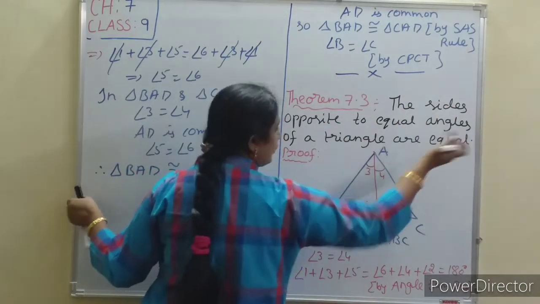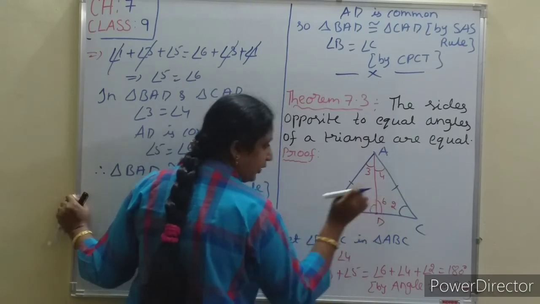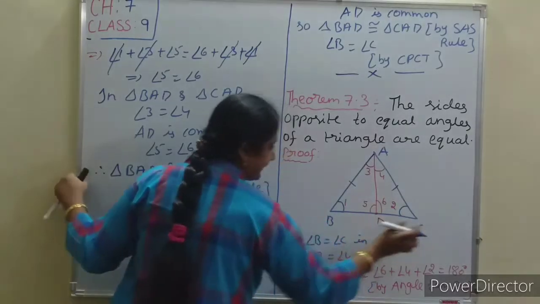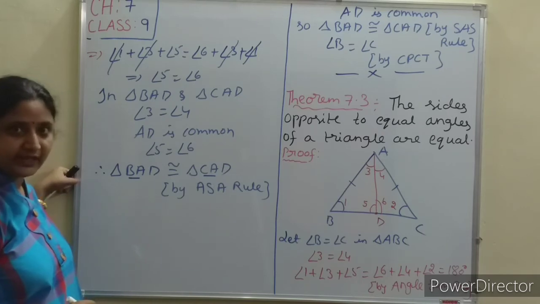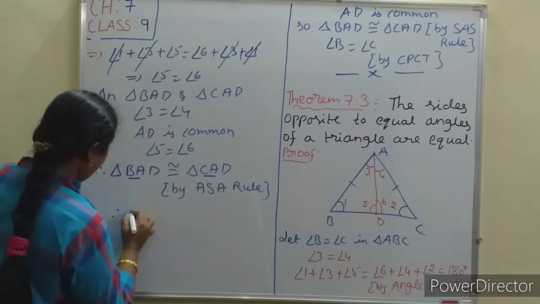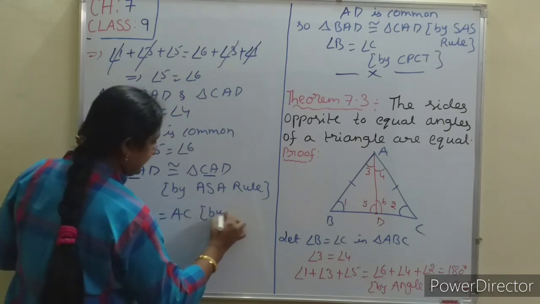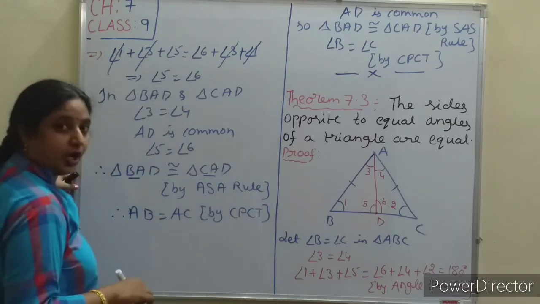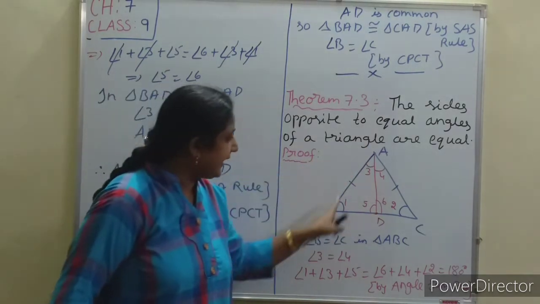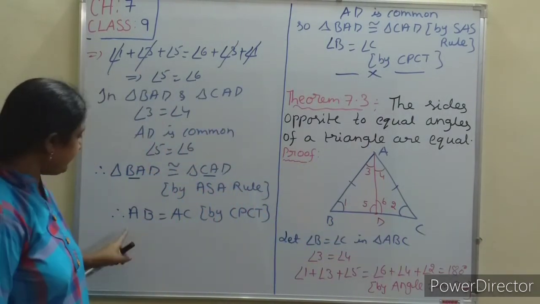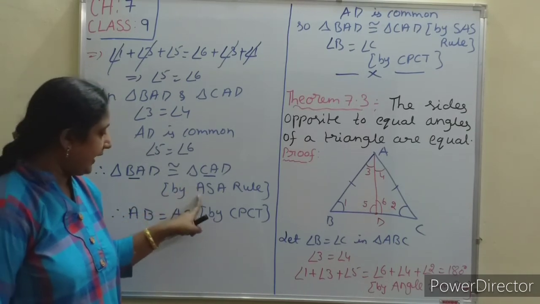But what we have to prove? The sides opposite to equal angles. These two sides are opposite to the equal angles. We have to prove AB equals AC. These two are corresponding sides. So we can tell, therefore, AB equals AC by CPCT. Okay children, when these two triangles are congruent to each other, this side AB and side AC are corresponding sides. That means these two will be equal by CPCT. Here we had applied ASA congruence.